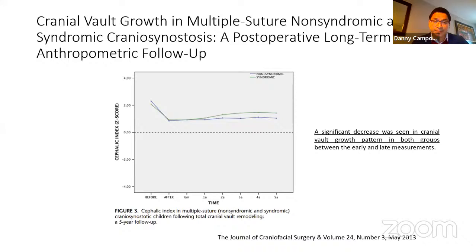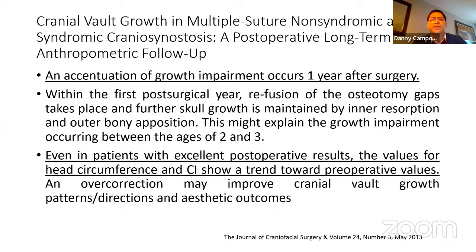So definitely there are other factors related to the growth of the cranial vault, besides the closure of the suture by surgery. And as I said before, an accentuation of growth impairment occurred 1 year after surgery. This concept is very important. Even in patients with an excellent postoperative result, the values for head circumference and cephalic index show a trend toward the preoperative value. Scaphocephaly tends to become scaphocephaly again after 1 year.